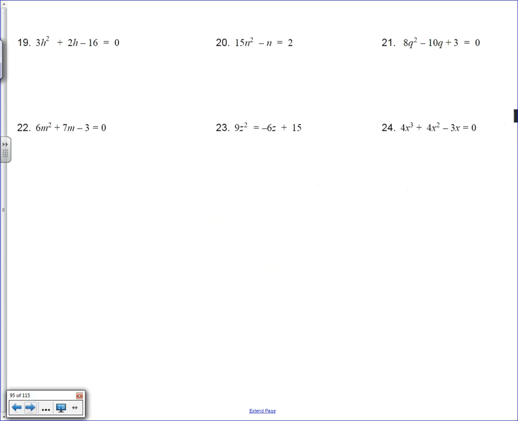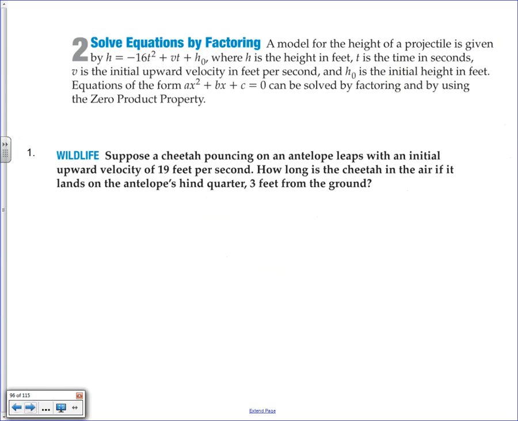So we actually have some application of this stuff. It says a model for the height of the projectile is given by this function h equals negative 16t squared plus vt plus h0. h is the height, t is time, v is the initial velocity, so that is the initial speed, and h0 is the initial height. So we're going to translate these questions into some equations.